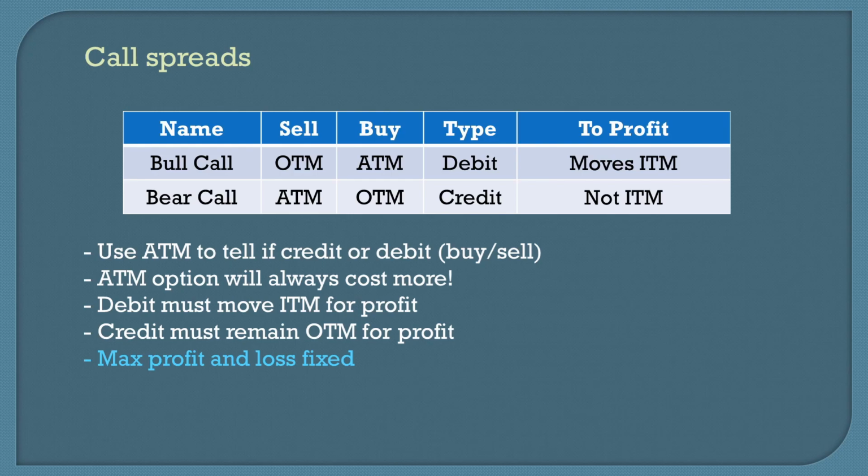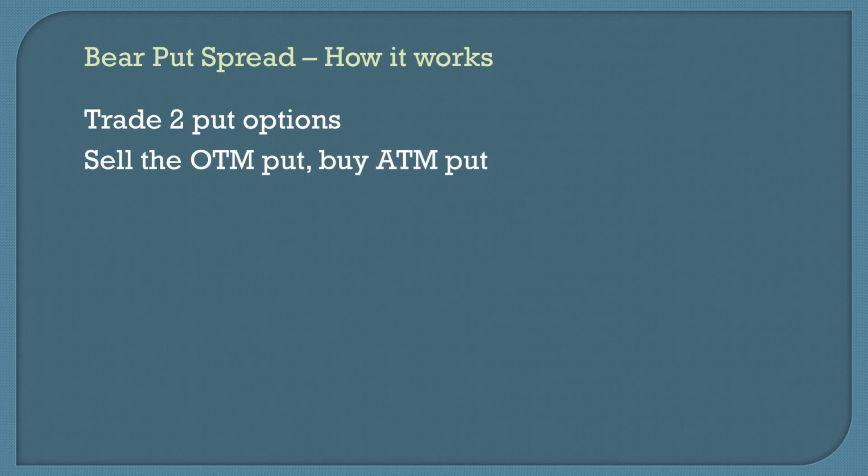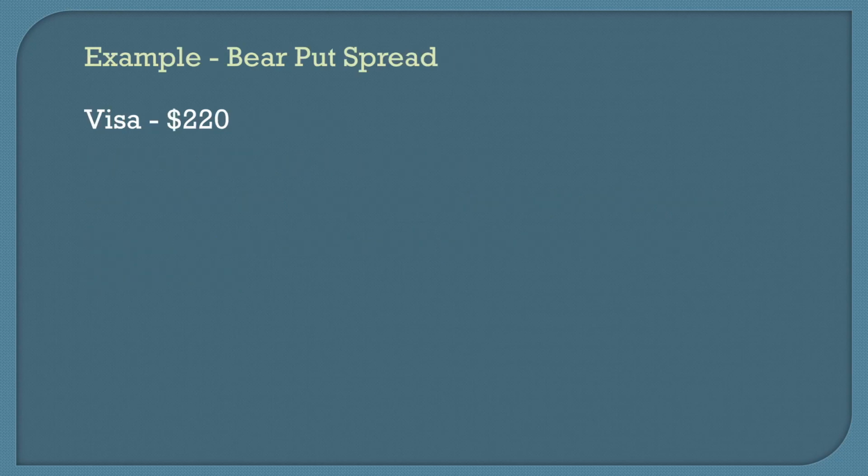So we've seen that vertical spreads can be done with calls. Can you also do them with puts? The answer is yes. It is very similar. Let's take a look. Bear put spreads. This is a vertical spread where you trade puts. You sell the out of the money put and buy the at the money put. As the name suggests, a bear put spread is a bearish play, so you profit when the stock price moves down.